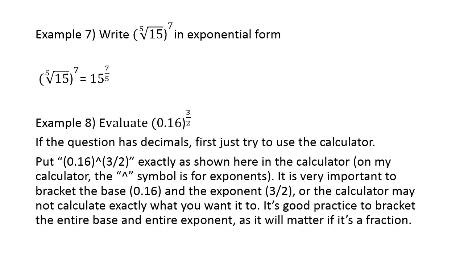Your calculator will not know automatically that it needs to keep all of the 3/2 in the exponent, for instance. If you put in 0.16 to the 3 divided by 2 without brackets, what your calculator would do is 0.16 to the 3, it would take that answer and then divide that answer by 2. So you would get an incorrect answer. On my calculator, that little hat symbol is for exponents. Yours might be a little different.